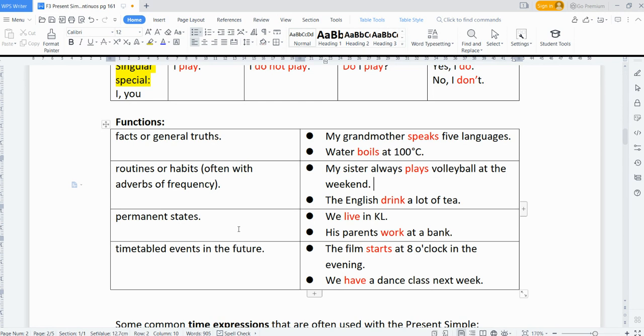Okay. Permanent state, number three, we use present simple to tell about permanent states. Keadaan yang memang berkekalan. For example, we live in KL. Okay, or his parents work at a bank.